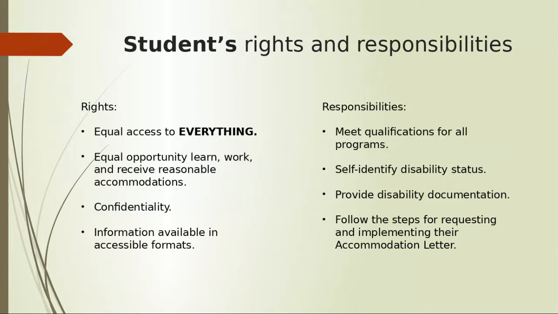Now, the student's rights and responsibilities: equal access to everything, always. Equal opportunity to learn, work, and receive reasonable accommodations, and they are supposed to keep everything confidential as well. Their responsibilities are to meet qualifications for all programs, self-identify their disability status, because we don't know if they have a disability until they tell us, and then provide disability documentation. Then they would follow our steps for implementing their accommodation letter, which I'm going to get into later on.